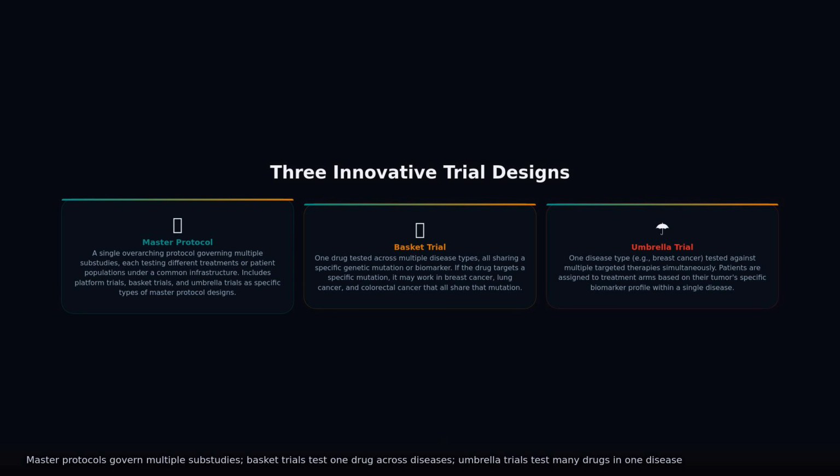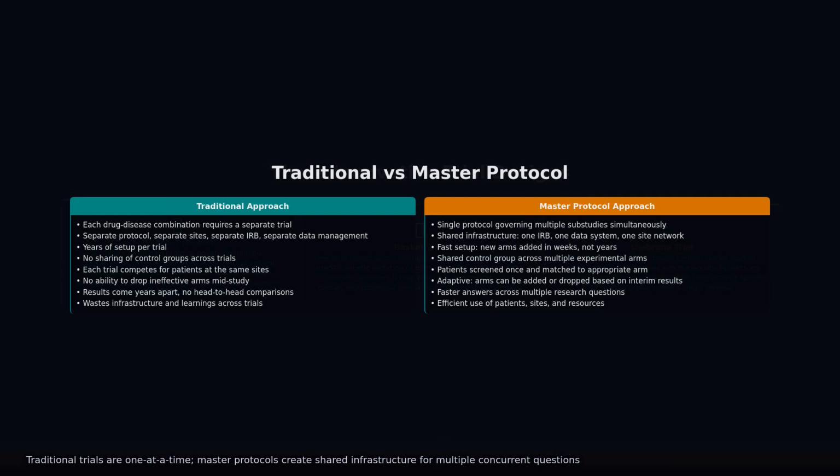An umbrella trial flips this around. It enrolls patients with the same disease type, like non-small cell lung cancer, but assigns them to different experimental drugs based on the specific mutations found in their tumor. Each design serves a different purpose, and they can even be combined within a single master protocol. The difference between the traditional approach and a master protocol is dramatic.